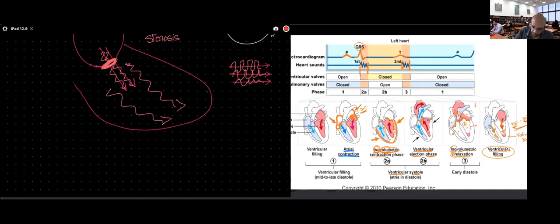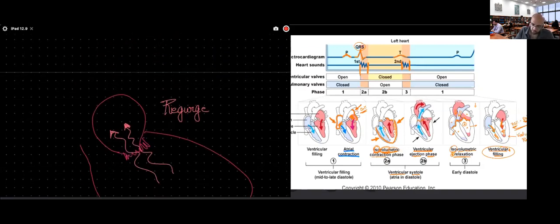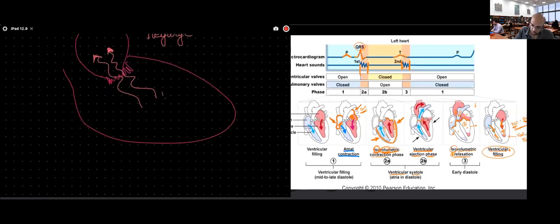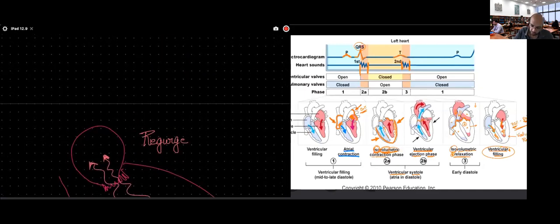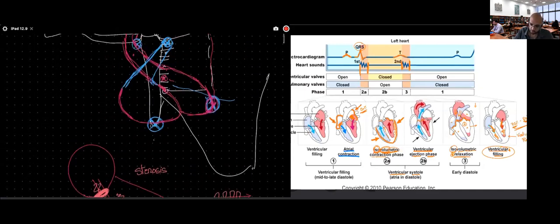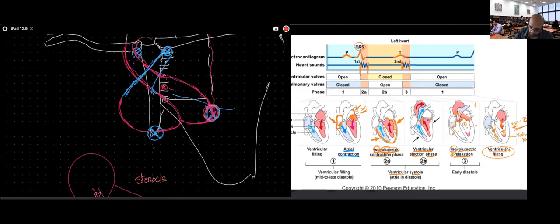It's going towards my apex. If the defective valve is the mitral valve, the turbulence is going to be taking place in the left ventricle, so you can hear it best at the apex. And where on the chest would I hear the apex of the heart? In the fifth intercostal space at the mid-clavicular line.